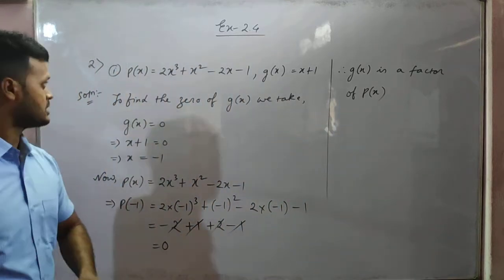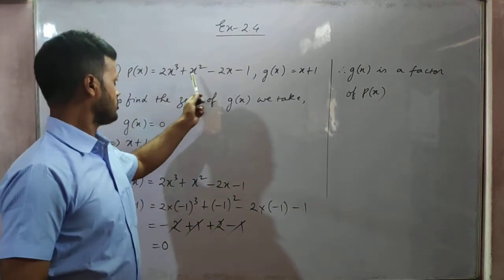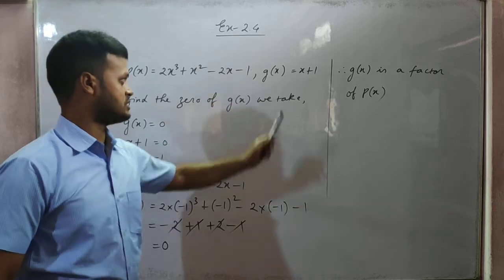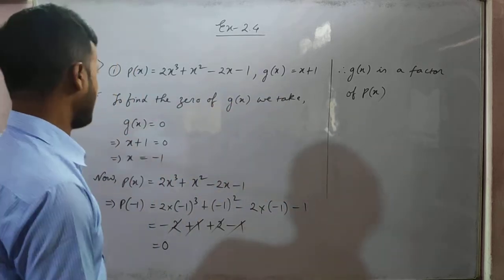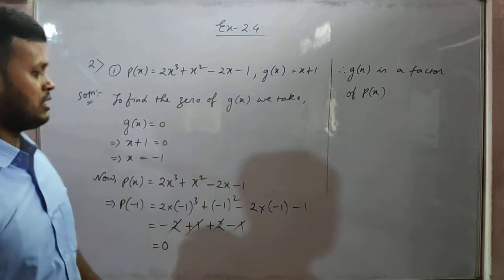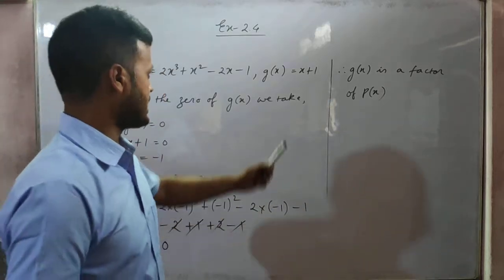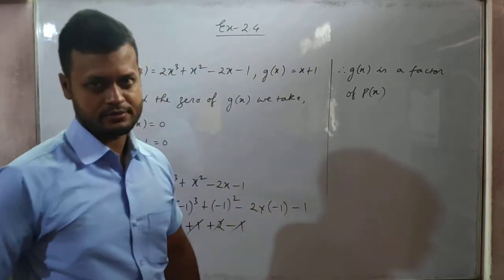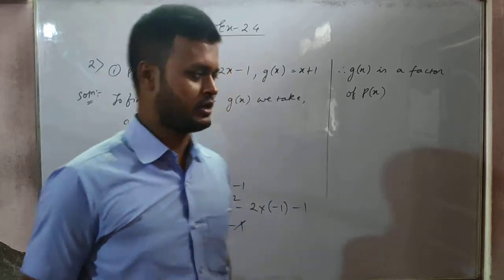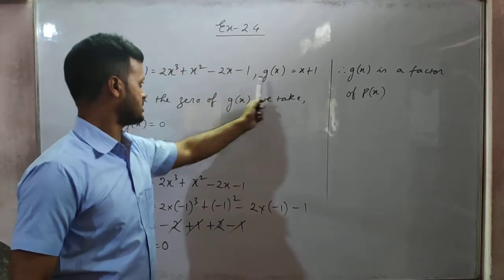So see here students, p(x) is equal to 2x cube plus x square minus 2x minus 1, and g(x) is equal to x plus 1, isn't it? Now we have to check whether g(x) is a factor of p(x). Okay, same like number 1, we have to check whether g(x) is a factor of p(x).